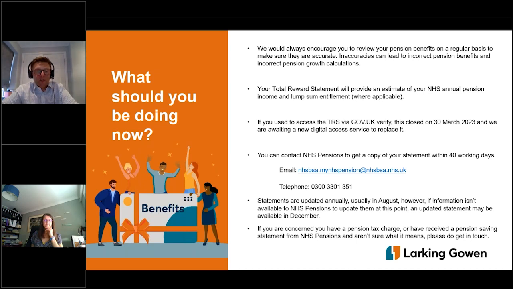Accessing your total reward statement will provide an estimate of your annual pension in terms of income and lump sum entitlement. One point to note is that the current gov.uk verify system, which is used to access total reward statements, was closed on the 30th of March of this year, and we are awaiting a new digital service to replace it. So it is a case of watch this space as far as access to total reward statements is concerned. However, you can contact NHS Pensions and they will provide you with a copy of that within 40 working days. The contact details are shown on that slide.